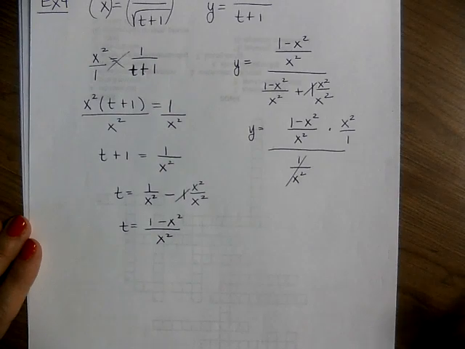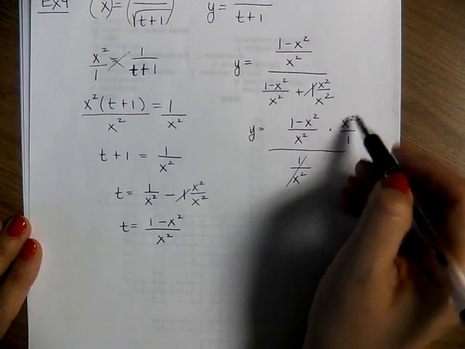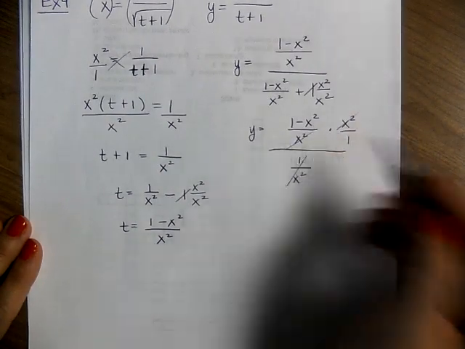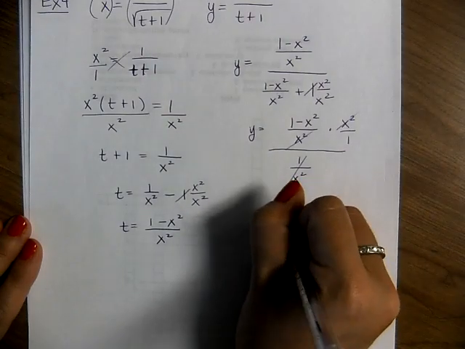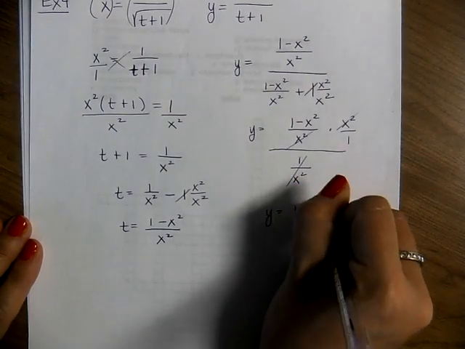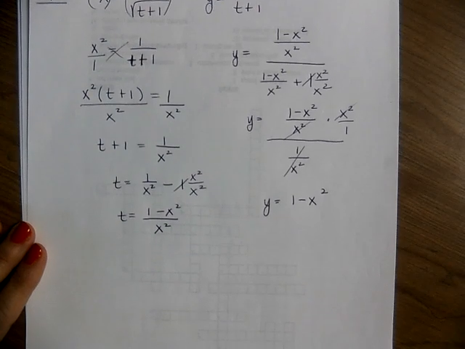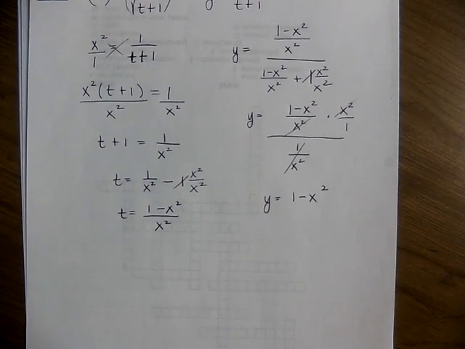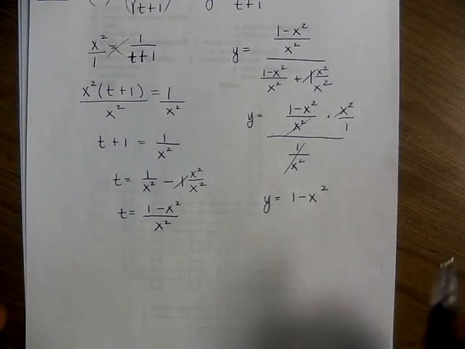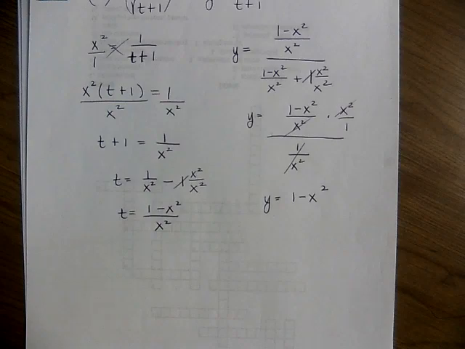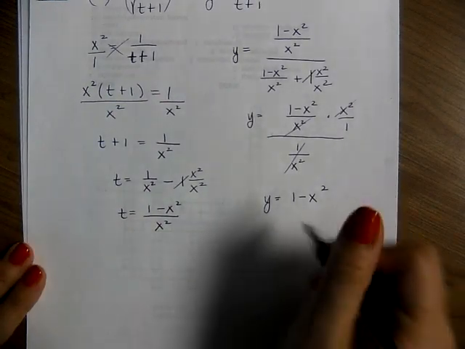Now things are looking up already. The x squareds are going to cancel, everyone agree? These x squareds cancel, and I'm left with y equals 1 minus x squared. Now again, I want to try to get this into a form I recognize. So we're going into that standard form. I'm going to try to get the x squared alone, move everything else over.